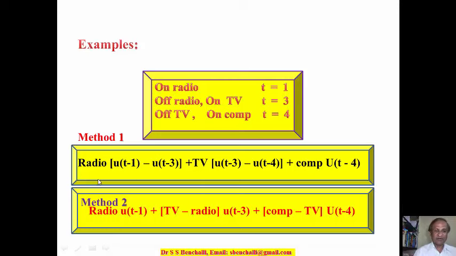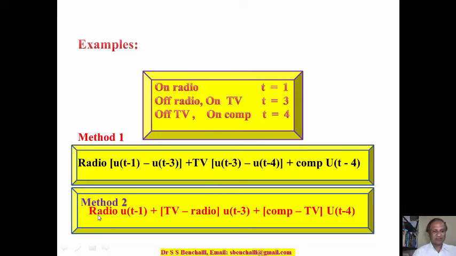At time t equal to 1, radio will be on. Is it clear? At time t equal to 3, radio will be off and television will be on. Is it clear? At 4 o'clock, computer will be on and television will be off. That is the meaning of this statement.